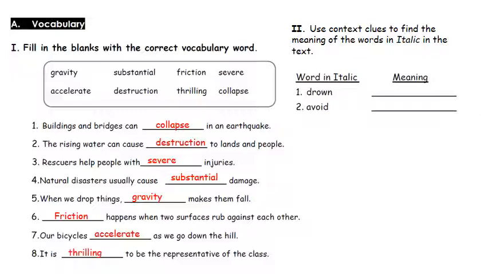It is thrilling. Part 2, use context clues to find the meaning of the words in italics in the text. I have two words in italics in paragraphs 4 and 5: drown in paragraph 4 and avoid in paragraph 5. According to the context clues, I have to guess their meanings. So drown, we used it beside the crops, drown crops. This means when the water covers them. So when water covers something, it drowns, so it sinks. Sink or flood we can use. Number 2, avoid. Avoid is to stay away from something or to not let something happen. So we keep away, or you can say stay away.